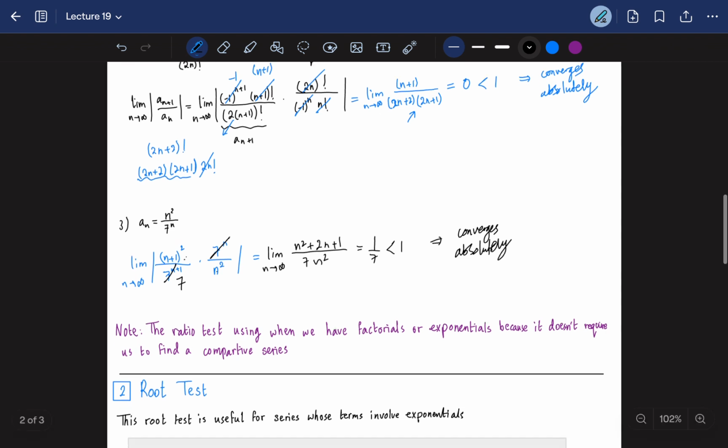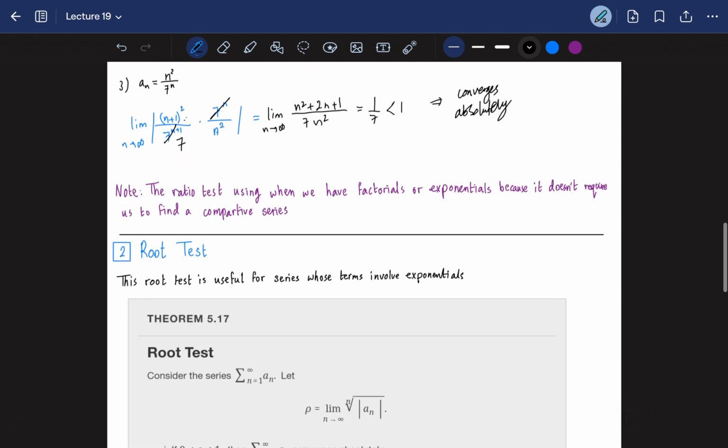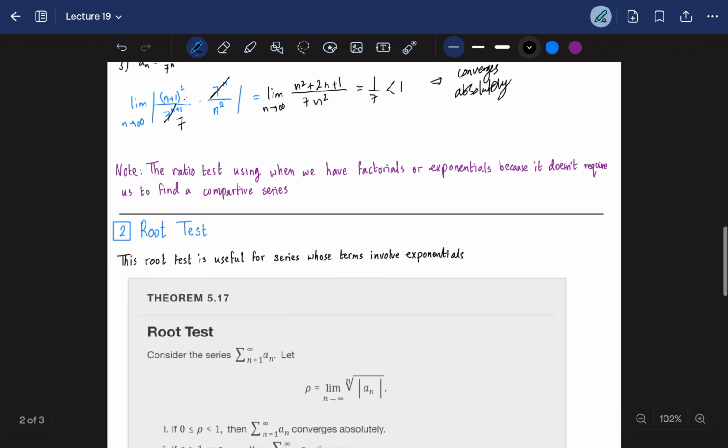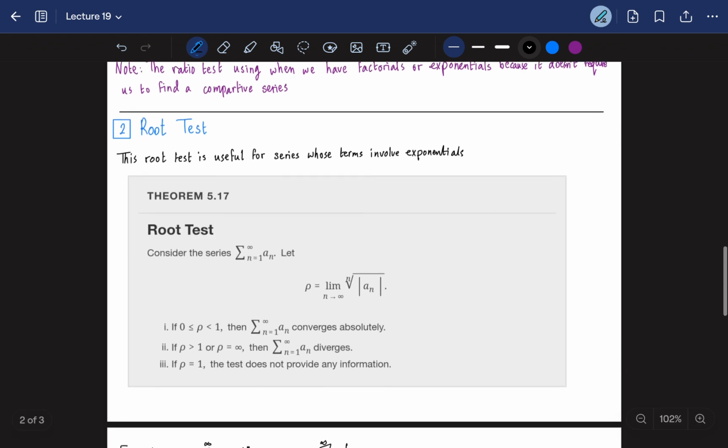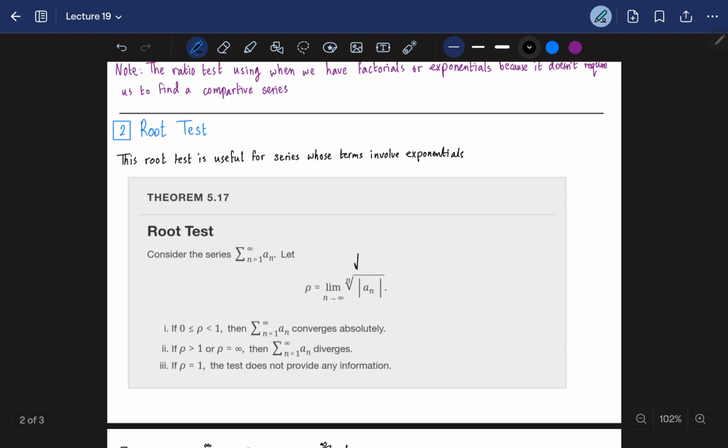Okay, so now the second test for today and the last test for this chapter is the root test. The root test is useful when we have exponentials, like if I have an exponent of degree n. Let's see why it's useful to have a degree n. Here, we're going to take the limit of the nth root of what's inside of the series a_n. So if a_n has an exponent of n, I can easily cancel it out with the root of degree n. So that's why the root test is useful when we have a degree of n.